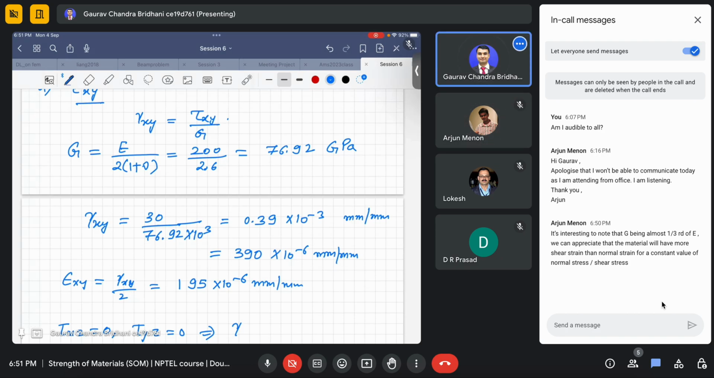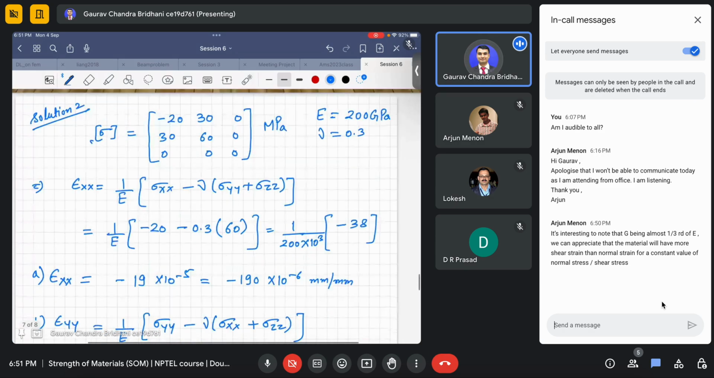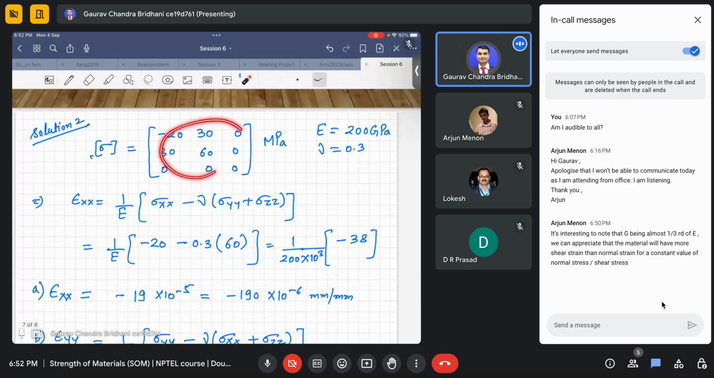Yeah, it will be higher, but it also depends on which plane you are acting or in which plane you are seeing that. Because if you change the planes, this matrix will change. There are some planes where you will find that there is no shear strain at all. Those will be principal planes, and some planes you will have higher values or even maximum values.